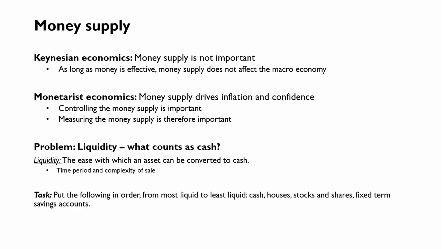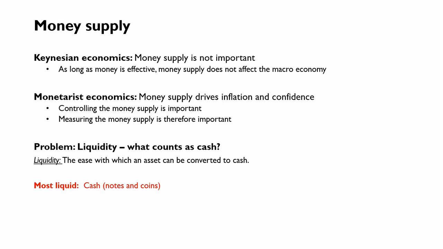Have a play around with this idea by trying to put the following in order. Here are 4 different things: cash, houses, stocks and shares, and fixed term savings accounts. So that's savings accounts where I can't get my money out for a certain period of time. See if you can work out which is the least and most liquid. I guess there's a bit of debate here, but here's what I got.